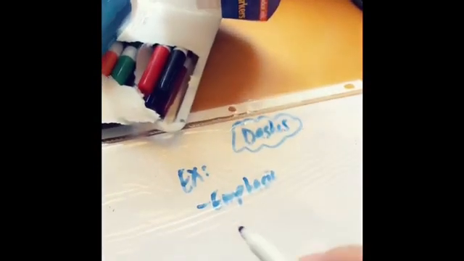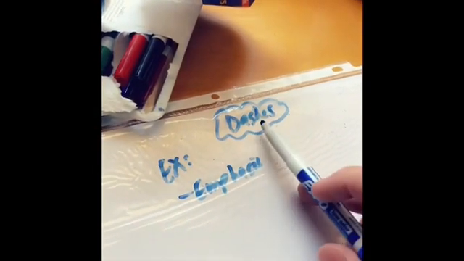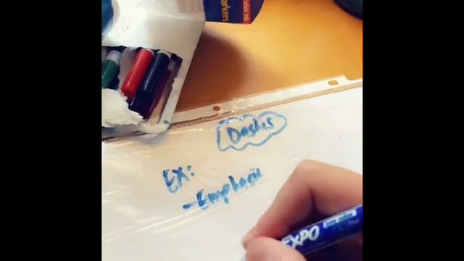Dashes. Dashes are great. They indicate a complete and abrupt break from the thought. So the first way dashes can be used is for emphasis. Take a look here. Example, used for emphasis. Here we go.